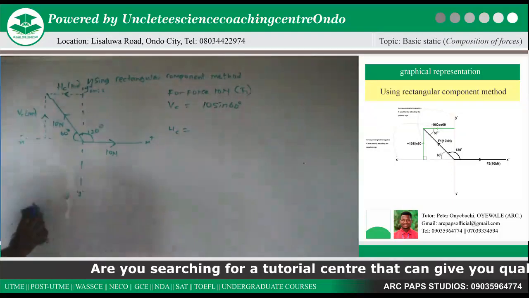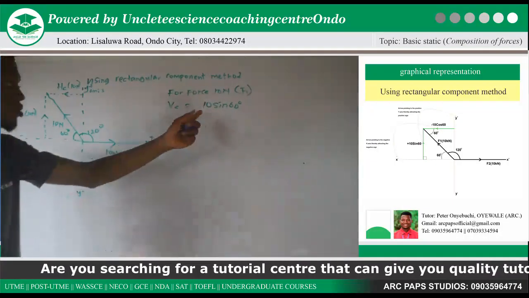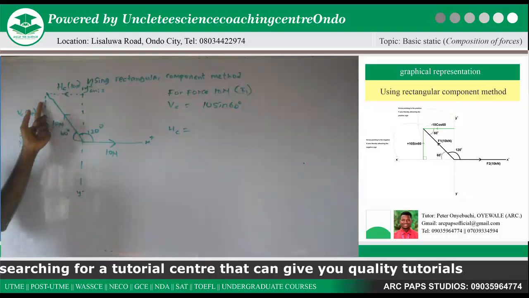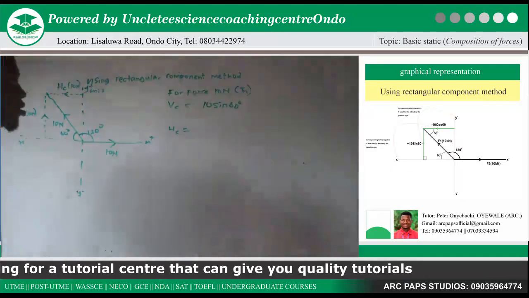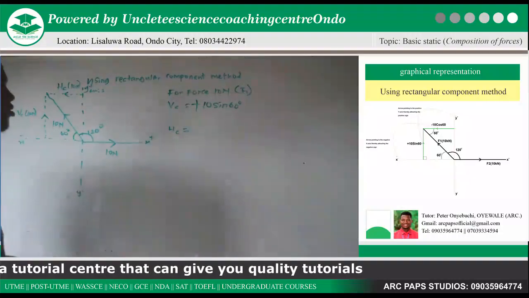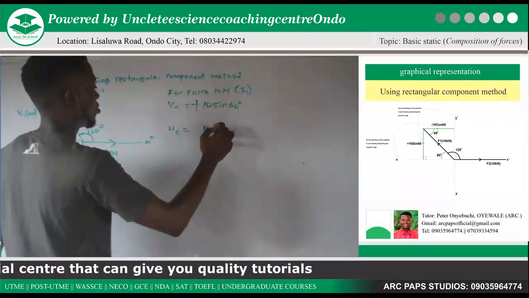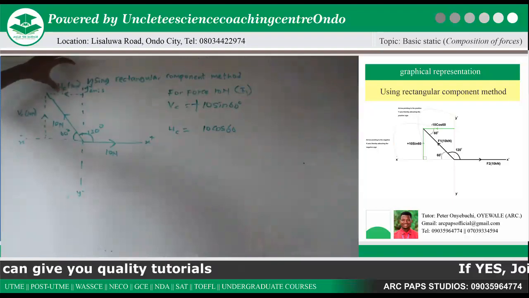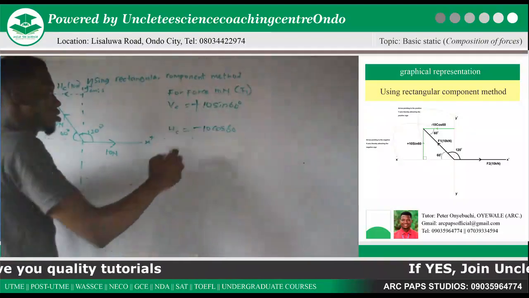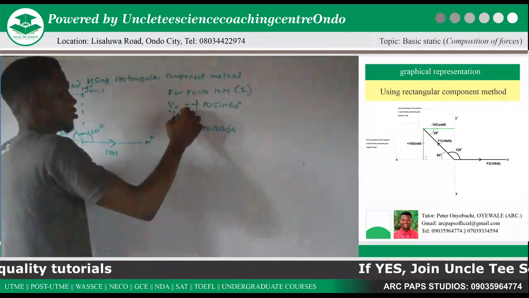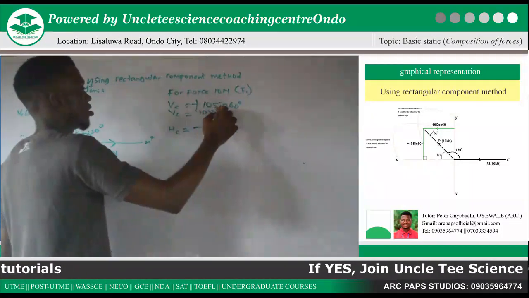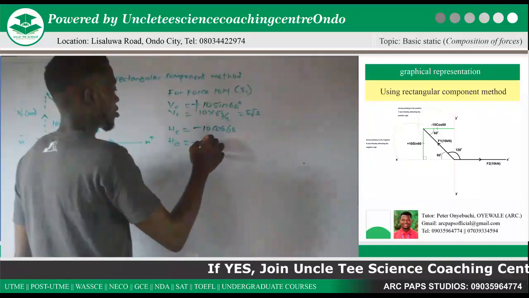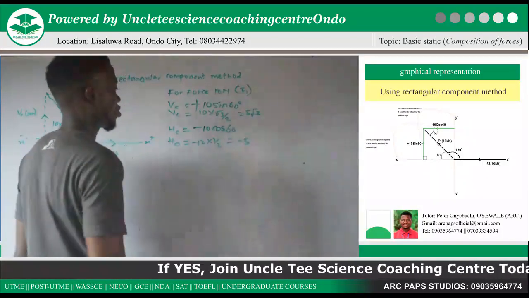Now, going back to the question, after you write this, you now have to put your sign. How do you know your sign? Your vertical component, the arrow is pointing upward towards the positive y-axis, so this will be positive. Same thing for the horizontal component. For horizontal, we use what? Cos. Then cos 60. Now you look at the arrow. The arrow is pointing towards the negative x-axis. So this will be negative. Now our VC is 10 times sine 60, that is root 3 over 2, which will give us 5 root 3. Our horizontal component is minus 10 times cos 60, 1 over 2, which will give us minus 5.